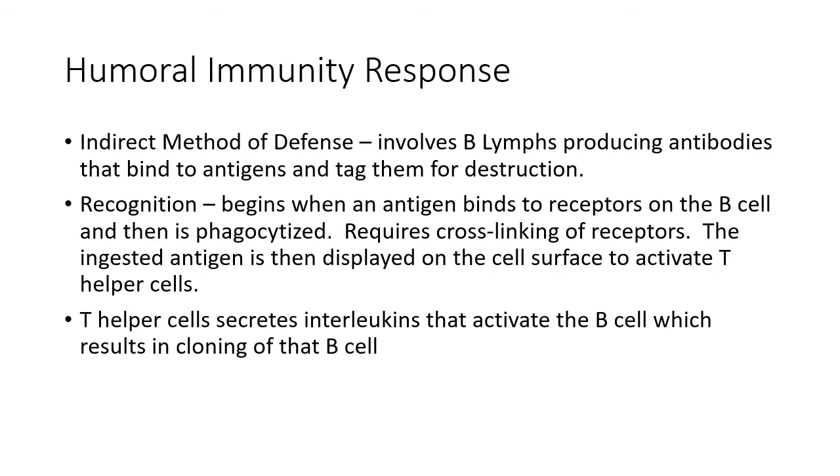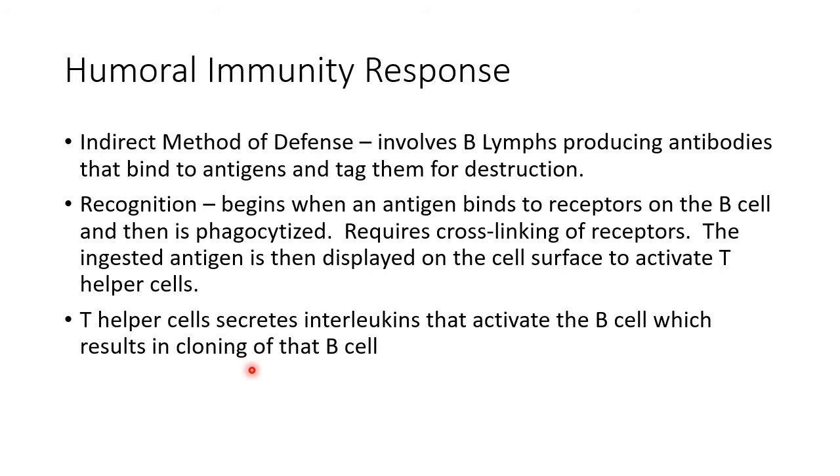Recognition begins when an antigen binds to receptors on B cells and then is phagocytized, and it requires cross-linking of receptors. Then the ingested antigen is displayed on the cell surface to activate the T helper cells. So you can have this indirect method that involves B lymphs producing antibodies directly. And then you can have this recognition where the B cell ingests something and presents it to the T helper cells. This is normally how it works. That's the most common pathway, phagocytosis and displaying it to activate the T helper cells.